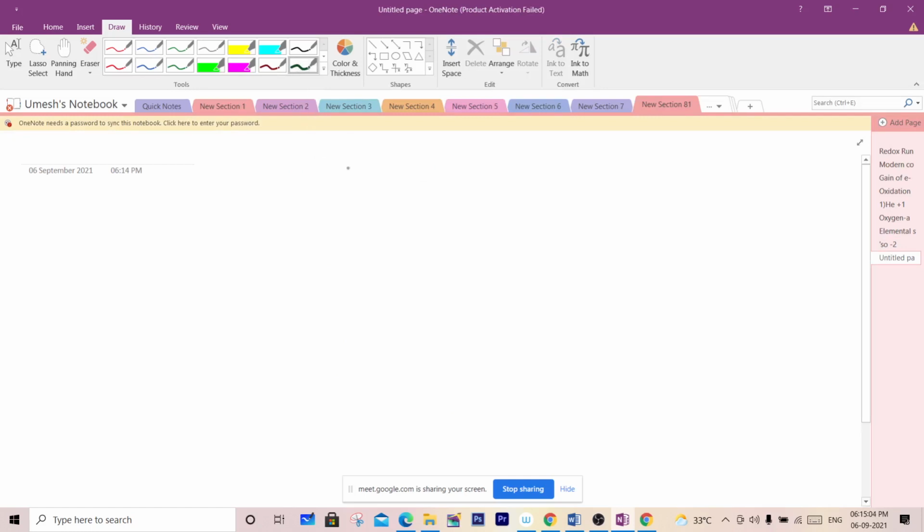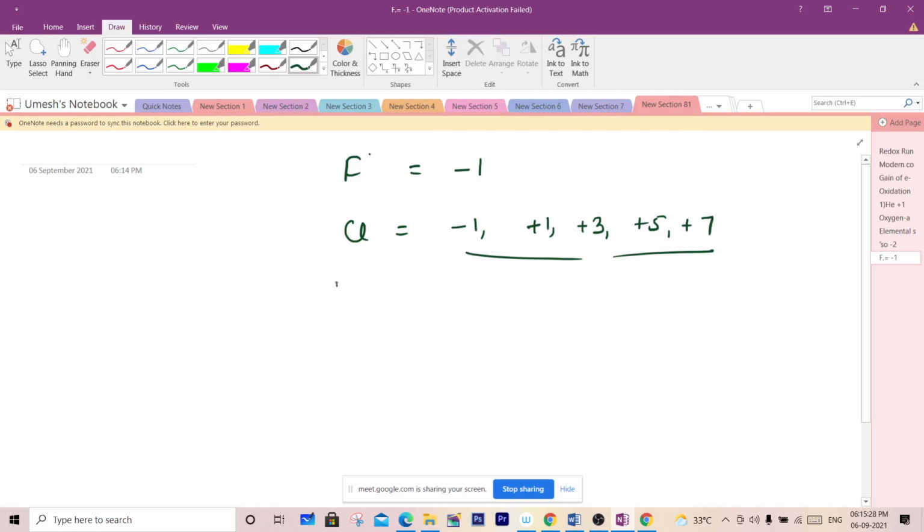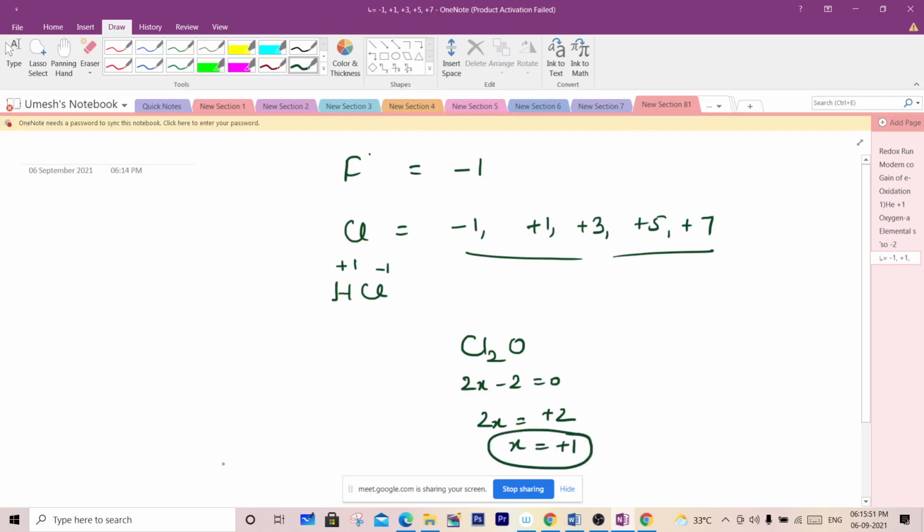Now, let us calculate the oxidation number of the halogens. Fluorine always gains 1 electron, so its oxidation number is equal to -1. Chlorine can have -1, +1, +3, +5, +7, depending upon the compound. Suppose I say HCl. Hydrogen is +1, so chlorine is -1. In case of Cl2O, it is 2x minus 2 is equal to 0, 2x is equal to 2, or x is equal to +1. You can see here, in this case, it is coming out to be +1. Getting me?